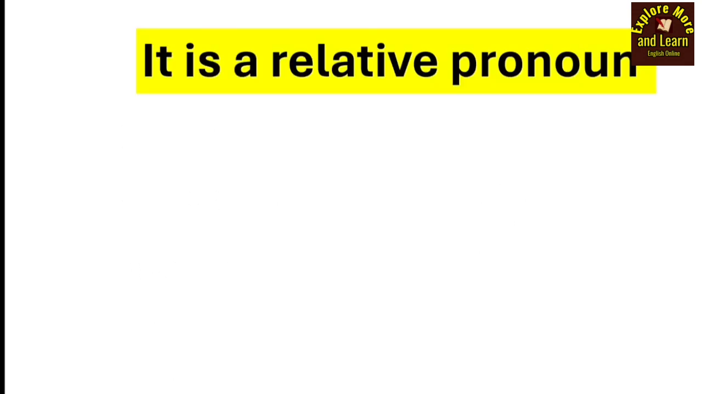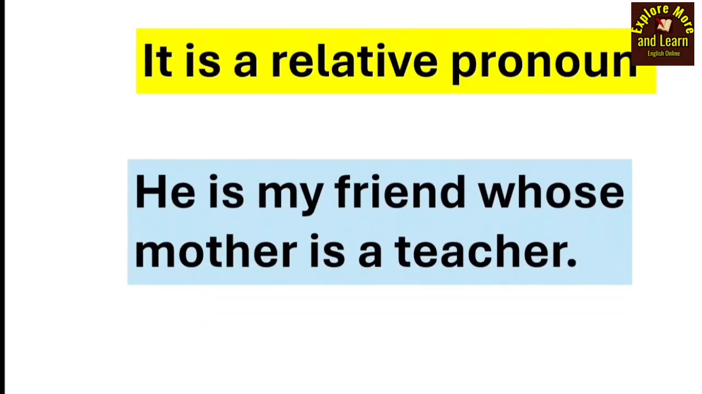So first, it is a relative pronoun. For example, he is my friend whose mother is a teacher. Here, whose is used as a relative pronoun. As I told you, it introduces relative clauses. Here you can see 2 clauses: he is my friend, mother is a teacher, and they are joined by this relative pronoun whose. So it is used as a relative pronoun.